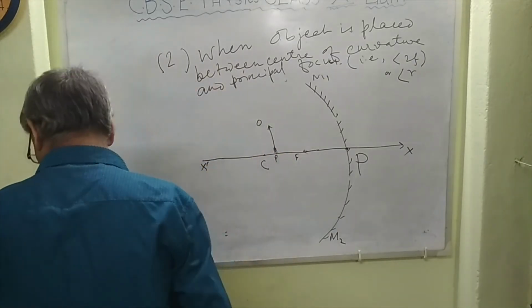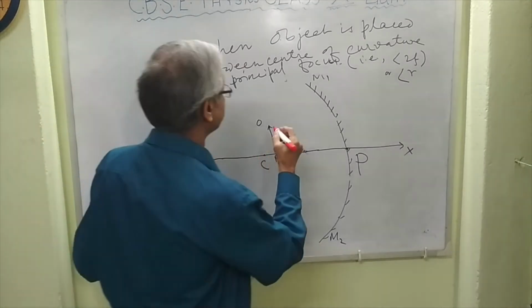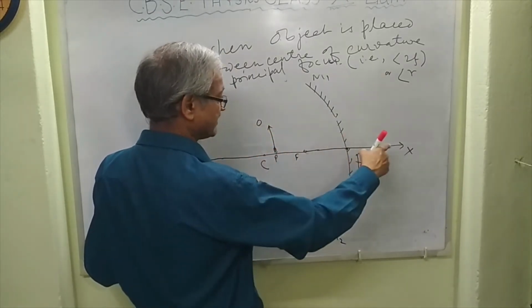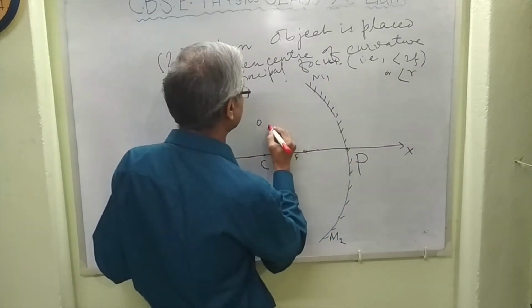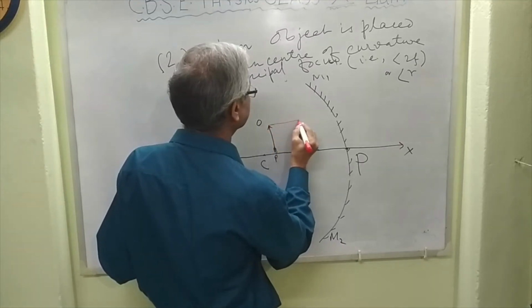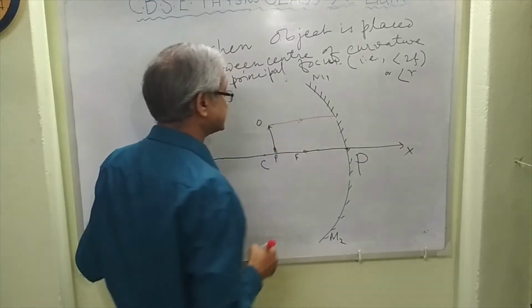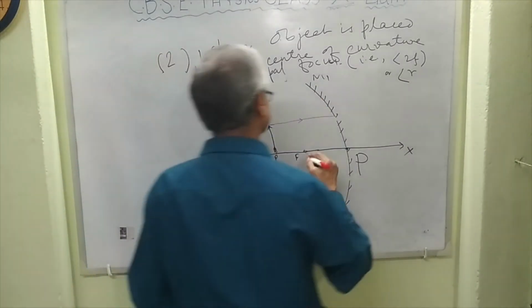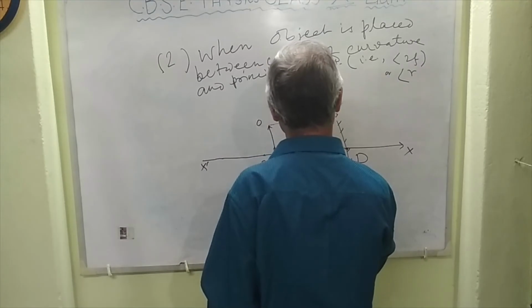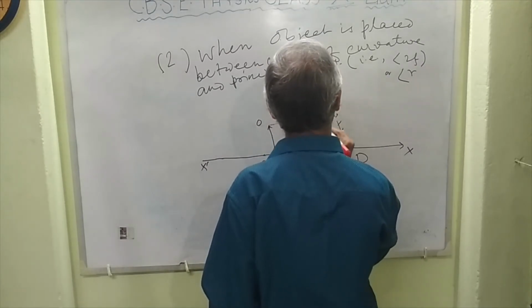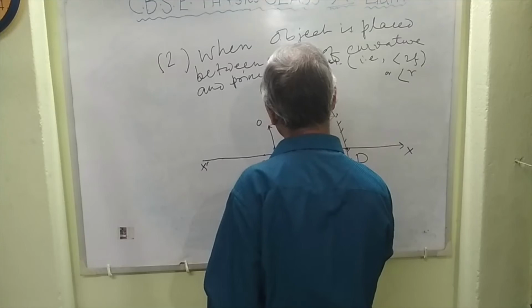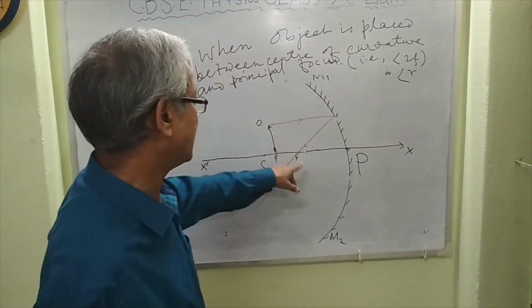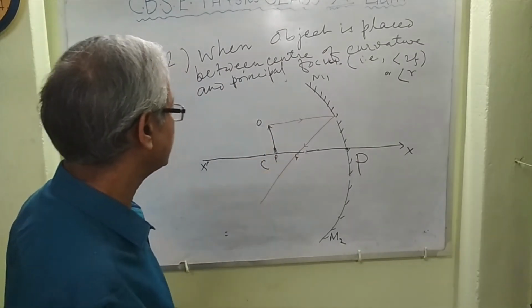Now we show the ray diagrams. A light ray from the top point O of the object, which is situated vertically on the principal axis, is incident parallel to the principal axis on the concave mirror. Then after reflection, it passes through the principal focus.